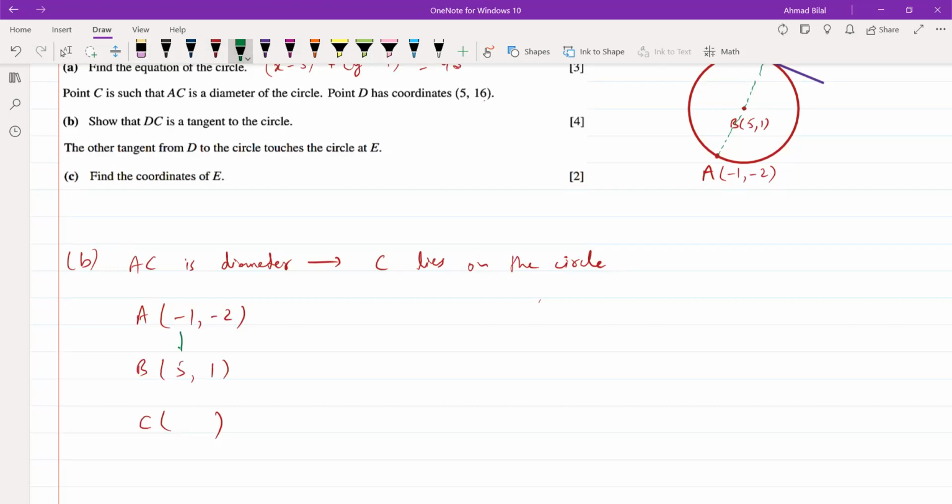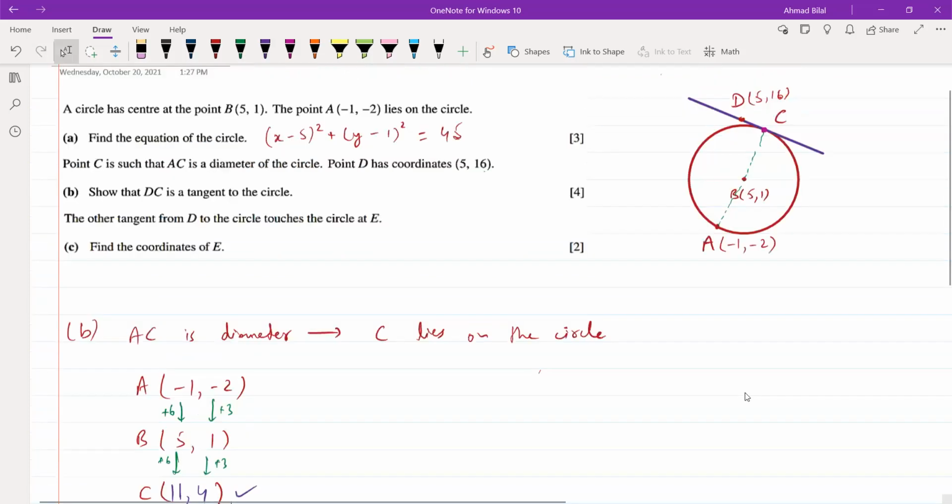-1 से 5 पे जाने के लिए, what do you have to do? We have to add 6. Similarly, to go from -2 to 1, we have to add 3. We do the same thing here. We've got +6 and we've got +3 here. What do we get? We get 5 plus 6, that's 11. And 1 plus 3, that is 4. These are the coordinates of the point C. ठीक है? ये हमारे पास C आ गया.